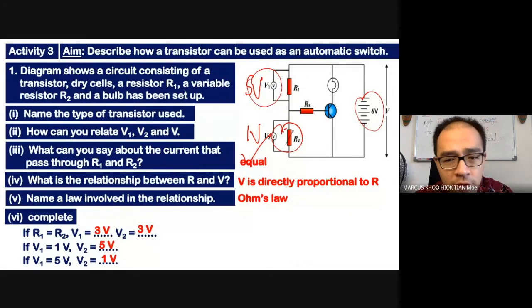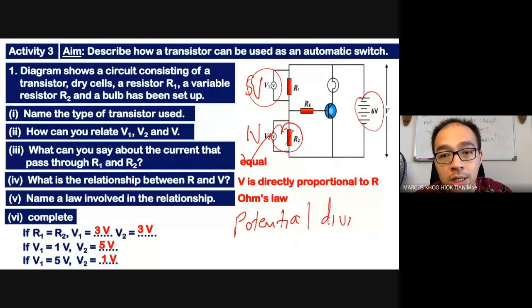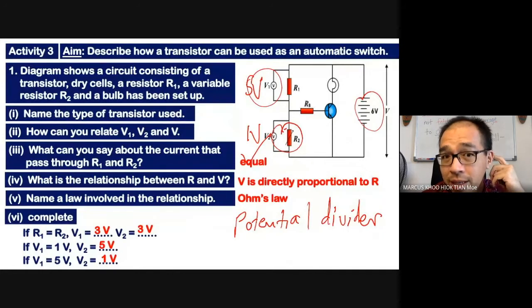This is the first and the most important thing we need to understand: when there are two resistors in series, the voltage is divided according to the resistance, not equally. Most importantly, you need to understand.